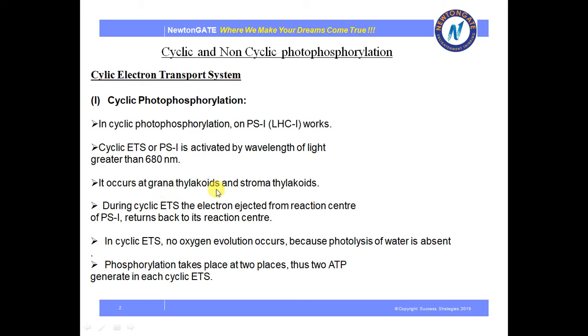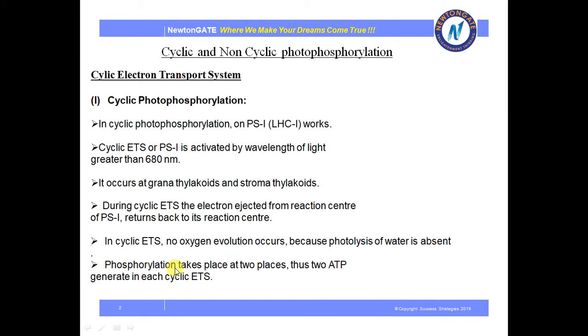It occurs in the grana thylakoids and stroma thylakoids. These are the locations of cyclic photophosphorylation where cyclic ETC occurs. During cyclic ETS, the electron ejected from the reaction center of PS1 returns back to the reaction center, as I showed previously in the diagram. In cyclic ETS, no oxygen evolution occurs because photolysis of water is absent. This point is also very important. Actually, all the points which are included in this slide are very important.